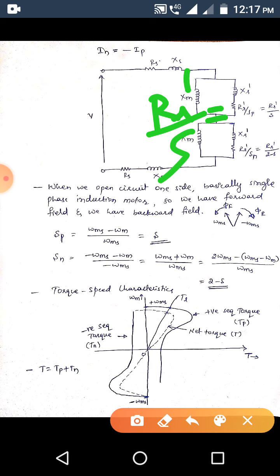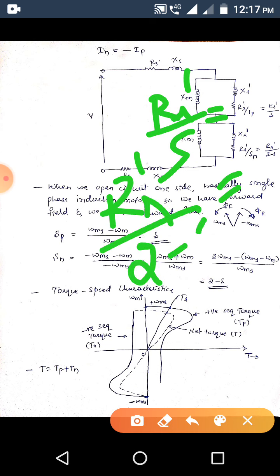What we conclude here is that the forward slip will be the normal slip. Similarly, substitute Sn here, then Rr prime divided by Sn will be Rr prime divided by 2 minus s. So that I have written here.